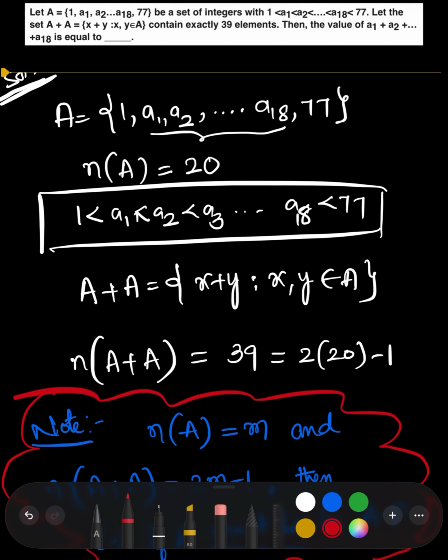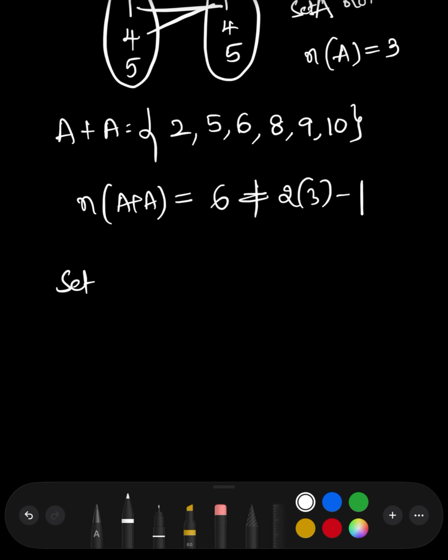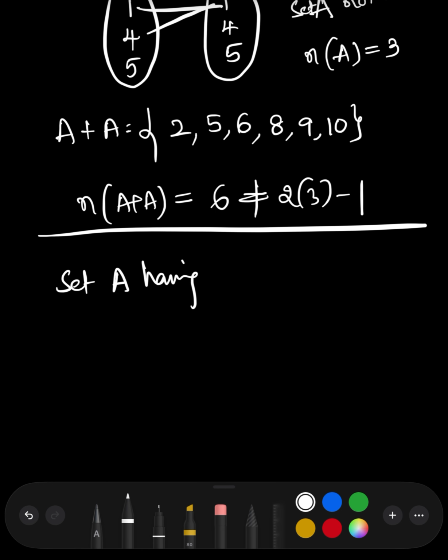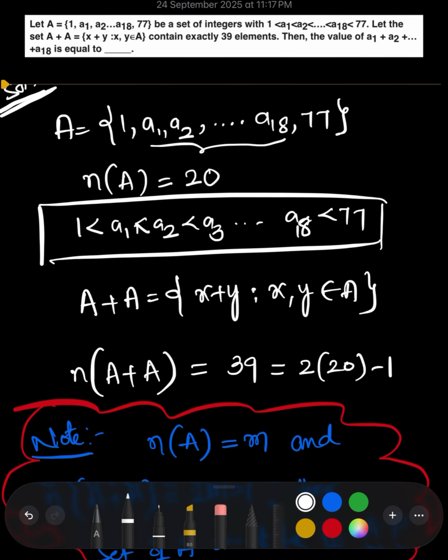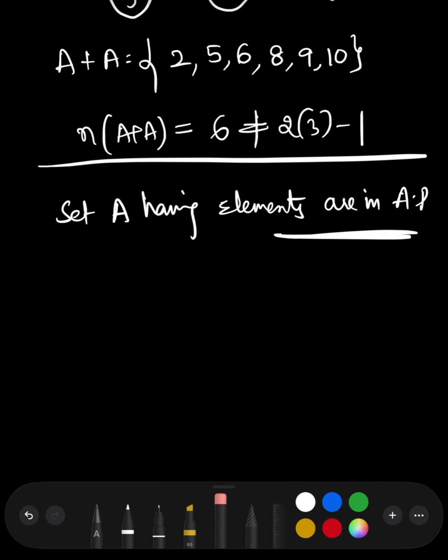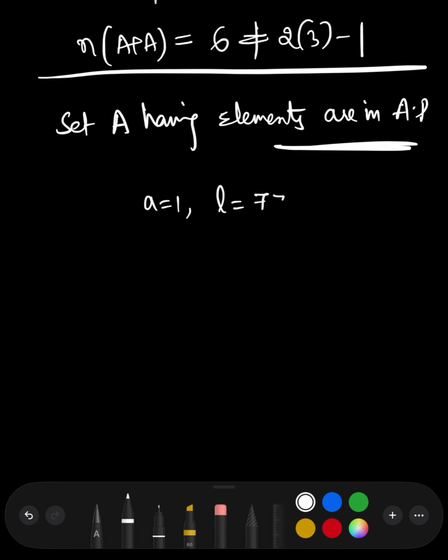Now coming to the content of the question, they have given A plus A having 39 elements, and A having 20 elements. So it is very clear, now move on to the concept of the question. Clearly from these two examples and the formula, I have decided that set A has elements in AP, and this set A has 20 elements, the first value of the set is 1, and the last value of that set is 77. Different notation: the first value I can say is a as 1, and the last value is 77.